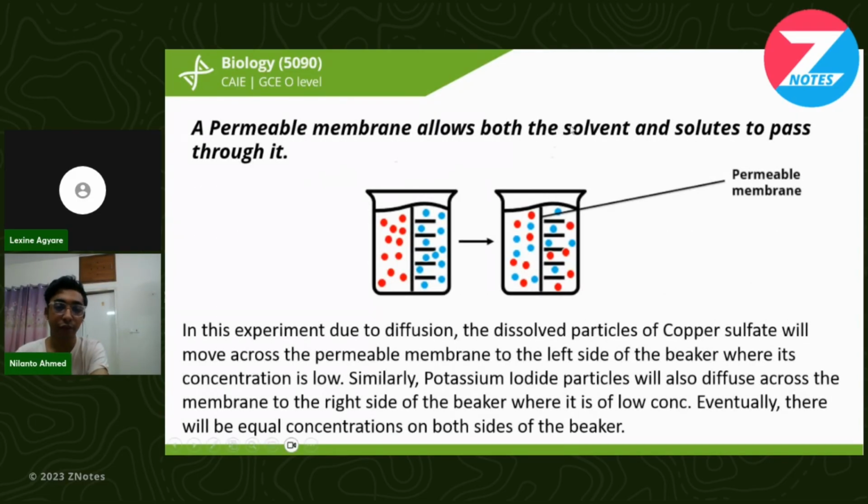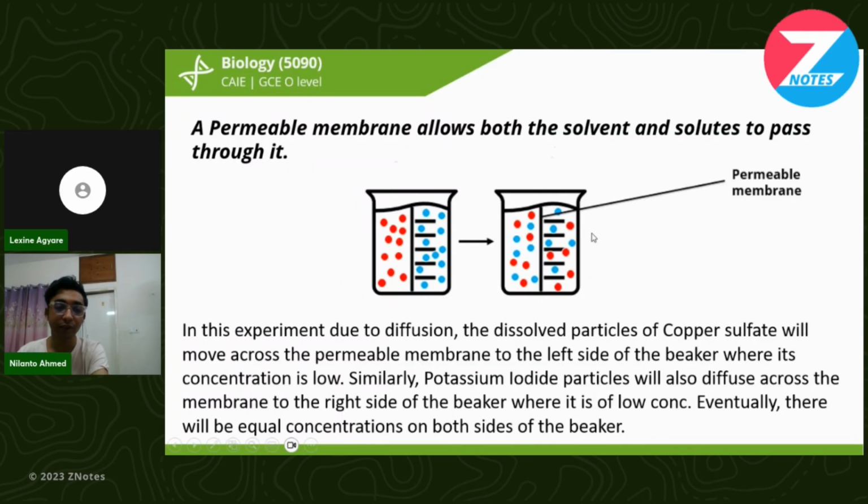Now, this is an example I have shown here as to how a permeable membrane impacts diffusion. In this experiment, due to diffusion, the dissolved particles of copper sulfate will move across the permeable membrane to the left side of the beaker, where its concentration is low. Similarly, potassium iodide particles will also diffuse across the membrane to the right side of the beaker, where it is of lower concentration. Eventually, there will be equal concentration on both sides of the beaker, all because of diffusion.